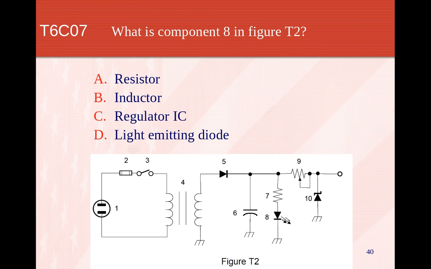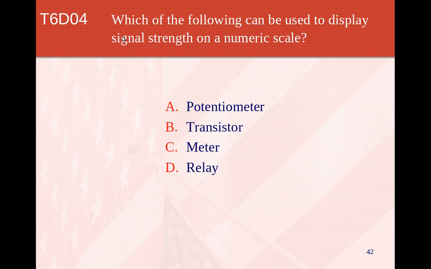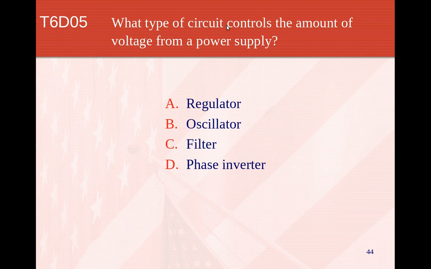What is component 8 in figure T2? A LED. Notice the arrows pointing out. It's emitting light. What is component 9? That is a variable resistor or a potentiometer. Which of the following can be used to display signal strength on a numeric scale? A meter. What best describes a relay? It's a switch controlled by an electromagnet. What type of circuit controls the amount of voltage from a power supply? A regulator.